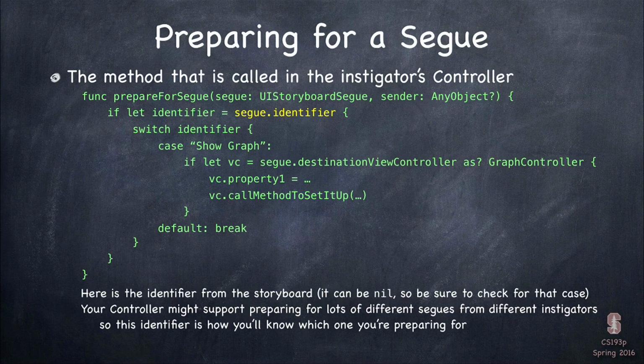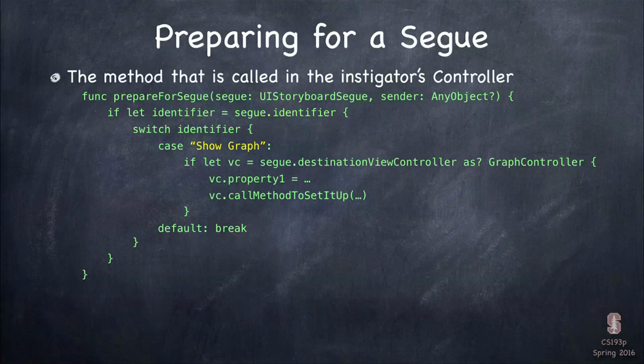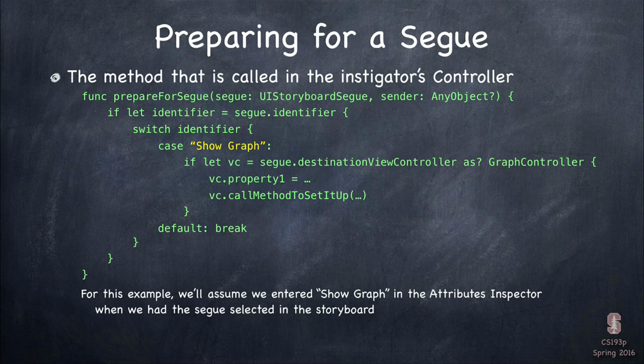All right, so here's the identifier. I'm getting it with the var here called identifier, right, the property off of this segue thing. I'm checking here to make sure it's not nil, because someone might have created a segue in the storyboard and they forgot to set the identifier, or they didn't set the identifier. So it could be nil. So I'm checking to make sure it's not nil here. And then I'm switching on it. Okay? So I'm going to switch on it, and in this case, I'm going to look for show graph, which is in my previous slide. That's what the identifier for that thing was.